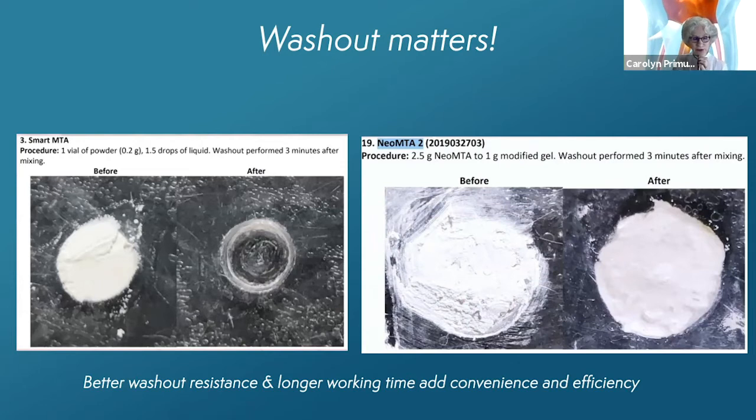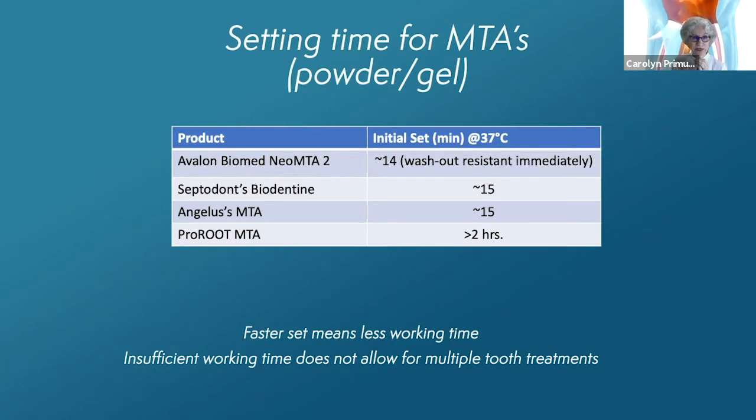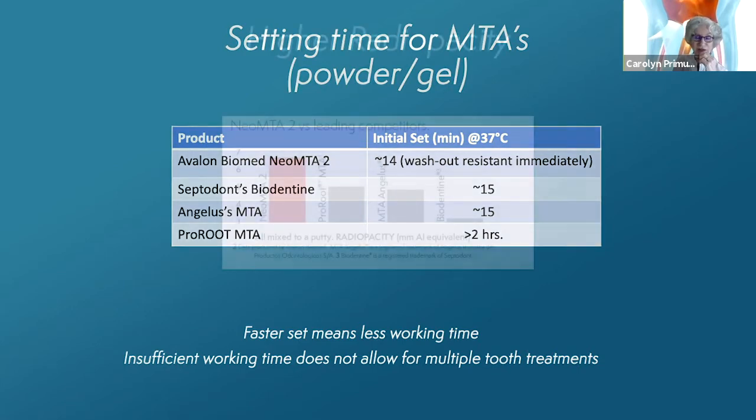So you should think about whether washout resistance is important to you versus having a very short setting time. And a longer working time can add to both convenience and efficiency of your practice. So let's spend a minute more on setting time for MTAs. And the setting time for Neo MTA is around 14 minutes, really not substantially different than Septodont, Angelus, and certainly shorter than the ProRoot MTA, the original material.